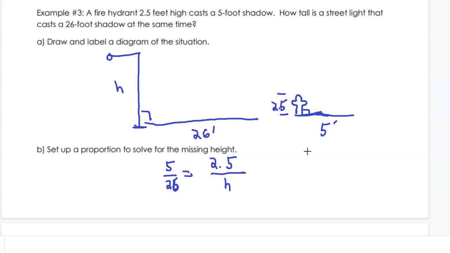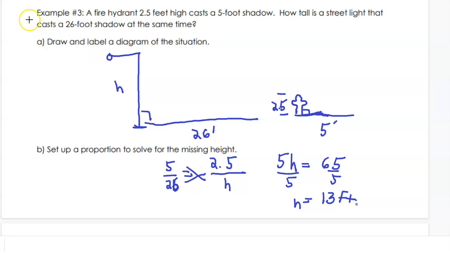So we're going to multiply. We have 5h equals 26 times 2.5, which is 65. Divide both sides by 5, and I get h equals 13 feet. And you know what? I feel good about that answer. You can see the fire hydrant is half the length of its shadow, so half the length of the shadow here should be 13. Yeah, that checks. That makes sense.